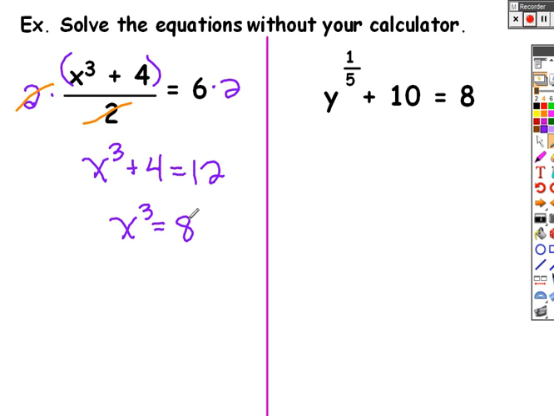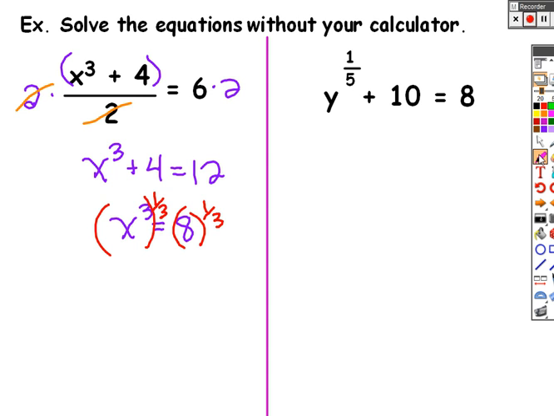Once I get the x cubed by itself, at this point, I could take the cube root. So to undo the cube, I could take the cube root. Now I also want to bring up, remember the cube root is like the 1/3 power. So an alternate approach, which is really doing the same thing, would be to say, well, let's raise this to the 1/3 power.